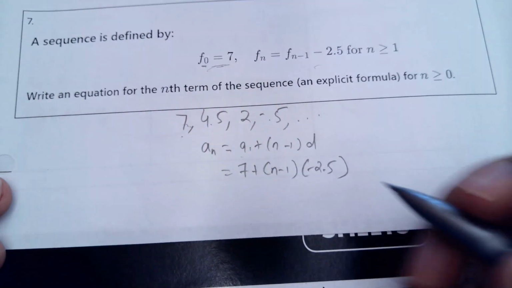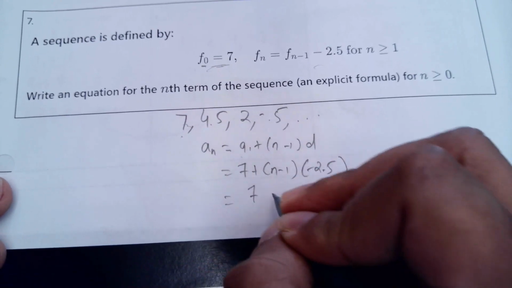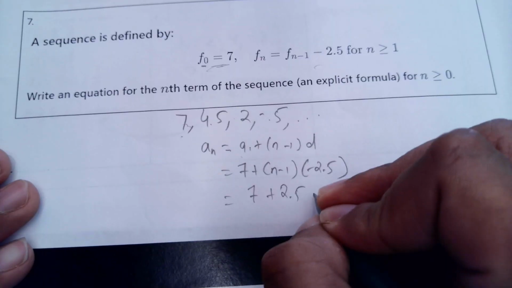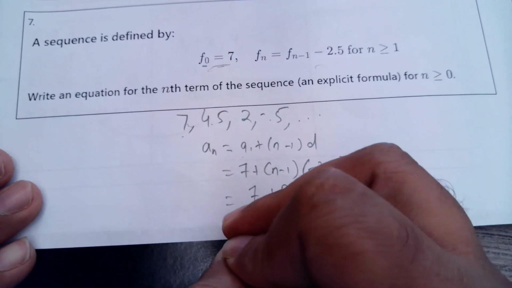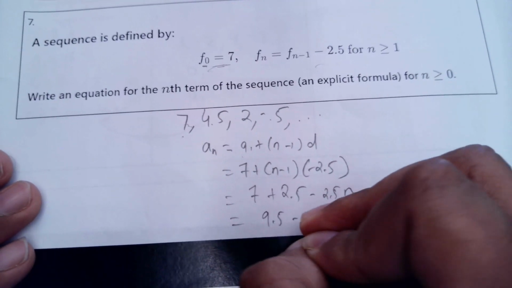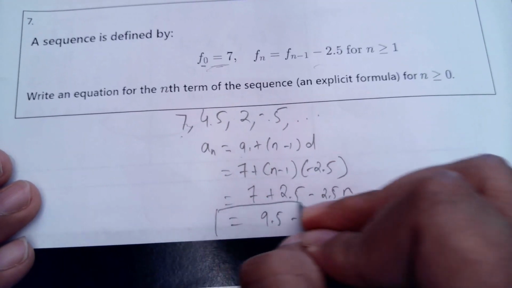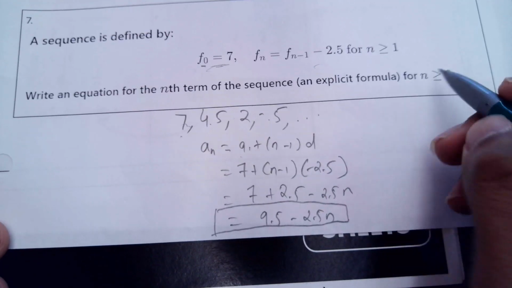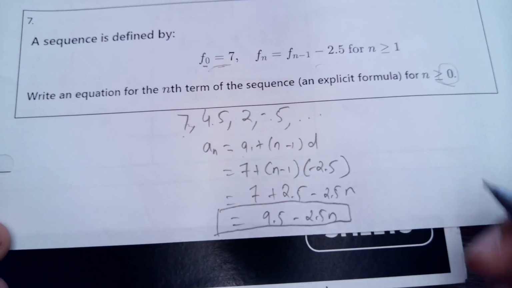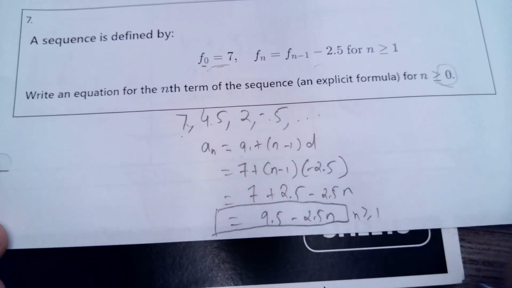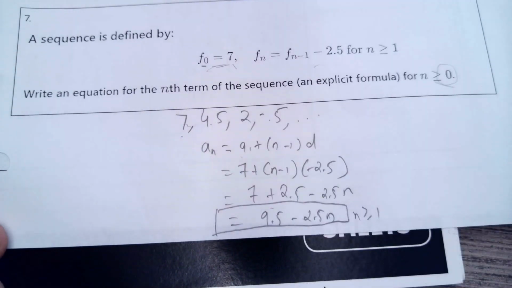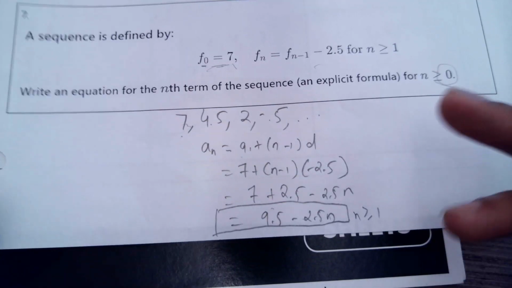Subtracting 2.5, right? So you get 7 plus 2.5 minus 2.5n. So this is 9.5 minus 2.5n. This is your answer. But because they're asking for n, you can just say here where n is greater than or equal to 1. Because if you plug in 1, you get 9.5 minus 2.5, which is 7. Okay, let's move on to the next one.